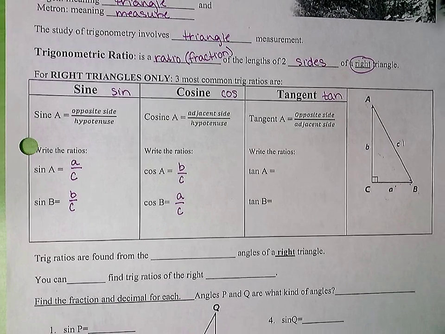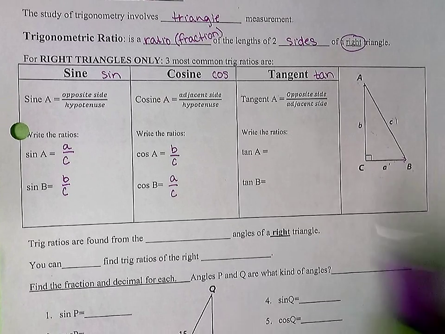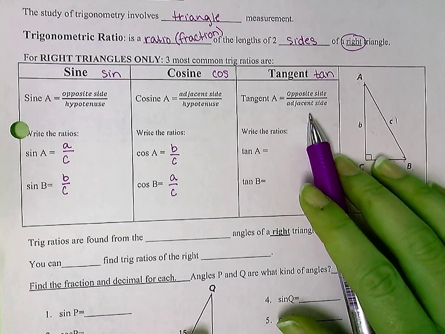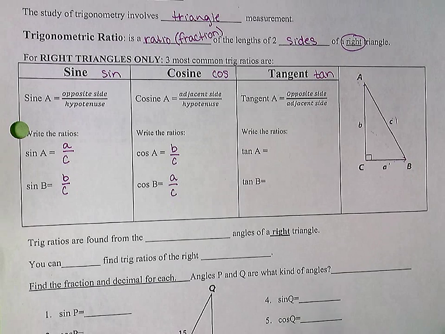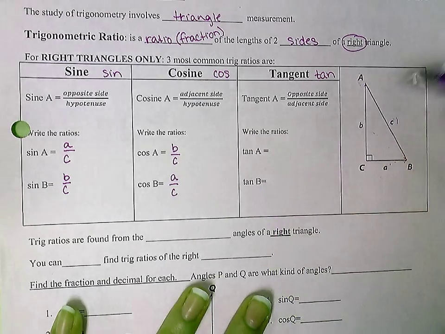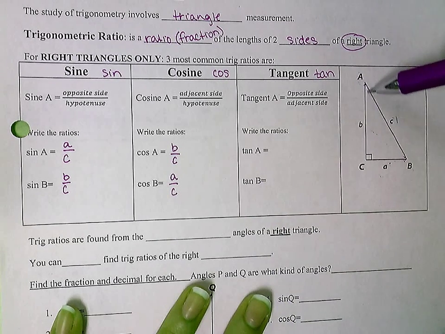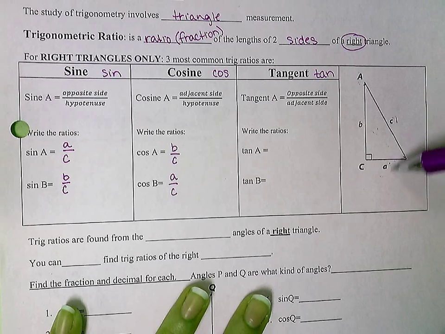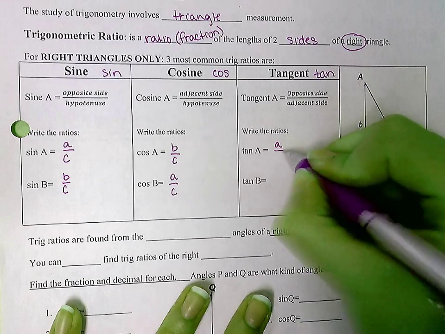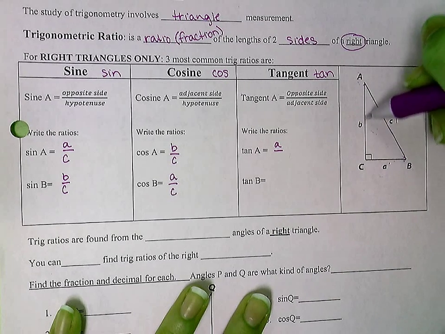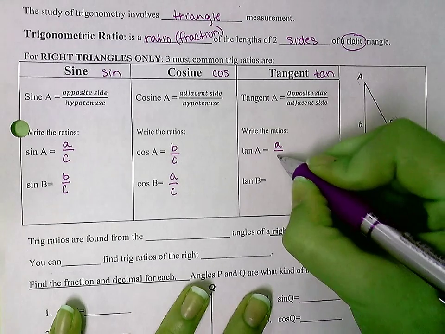Okay, the last one we have is tangent. Tangent is opposite over adjacent. So in this one, we're not using the hypotenuse. For tangent of angle A, going to my angle, we need the opposite side, the side across from that angle, which is lowercase a, over the adjacent side to that angle, again not the hypotenuse, but that other side, which would be B.